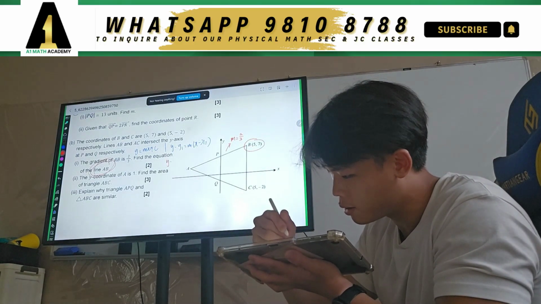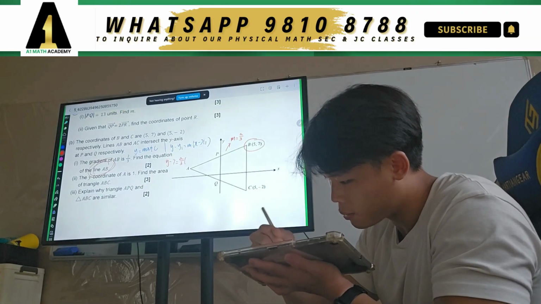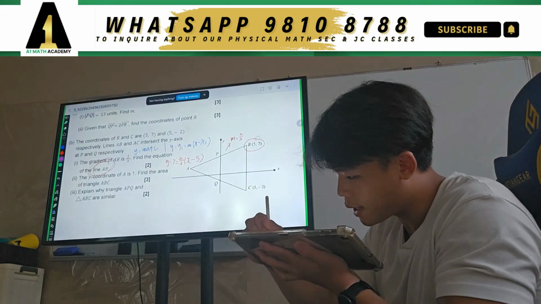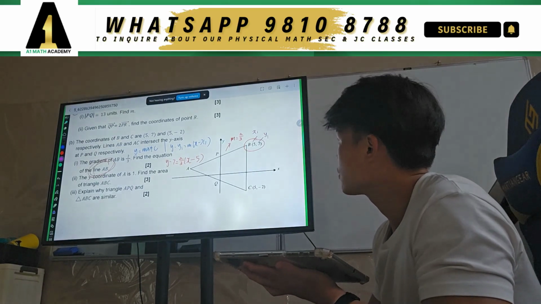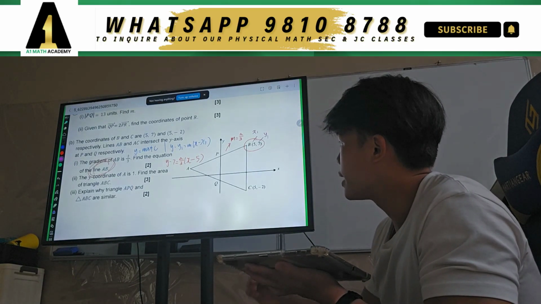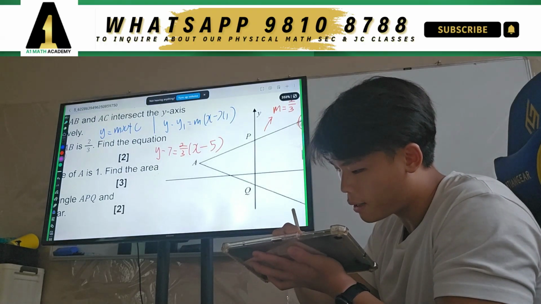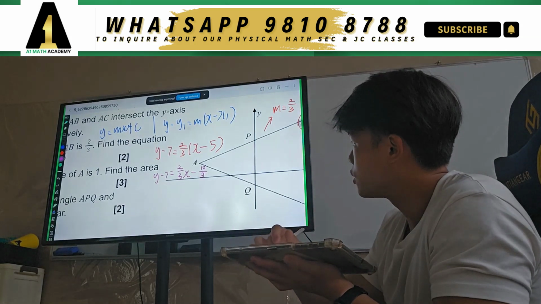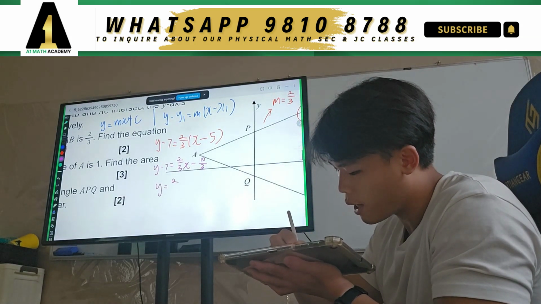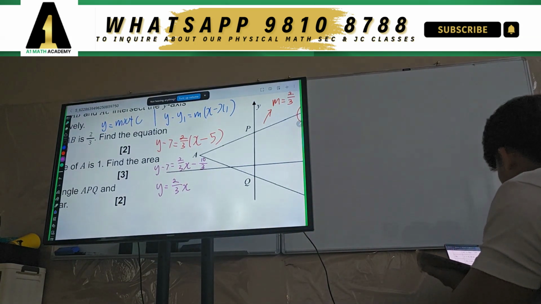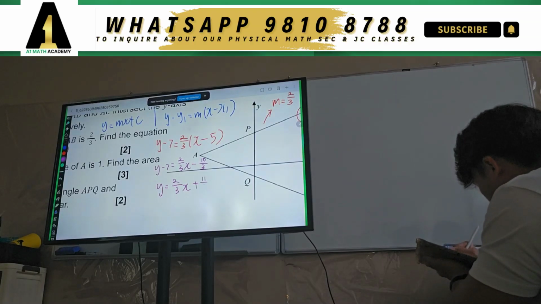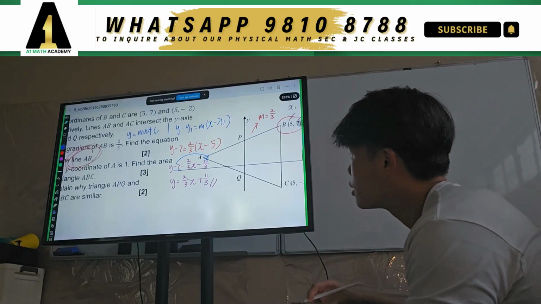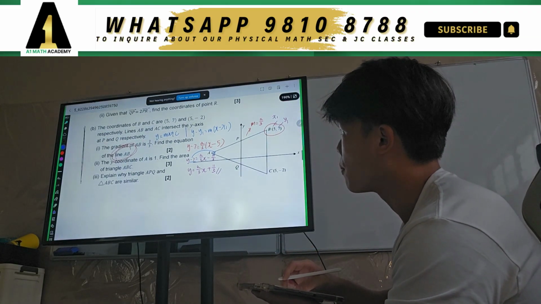y minus 7 equals 2/3 times x minus 5. I put in the coordinates: this is x1, this is y1. Then I expand. So y minus 7 equals 2/3 x minus 10/3. Therefore y equals 2/3 x plus 11/3. Finish. You just bring the 7 to the other side. So that is it for part A.